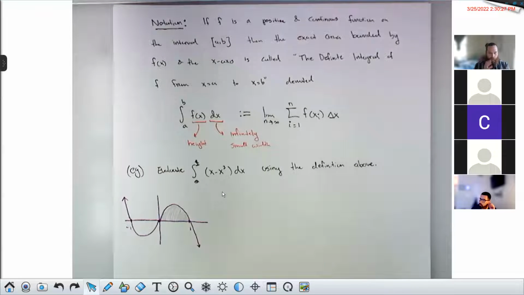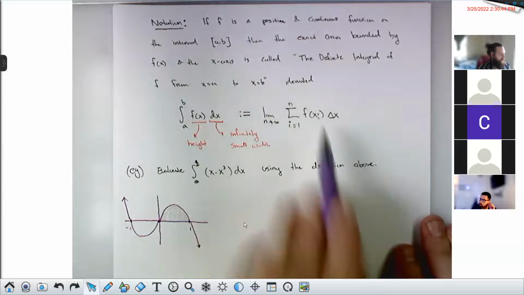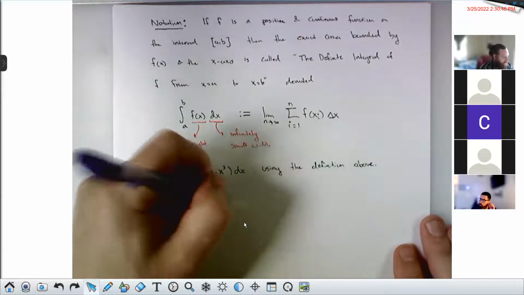I'm not going to bother drawing in any rectangles here because we're sending the number of rectangles to infinity, and it's hard to draw an arbitrary number of rectangles. My hand gets quite sore after a few of them. So we just have to remember the definition, which is this thing. That, of course, requires calculating delta x and xi.